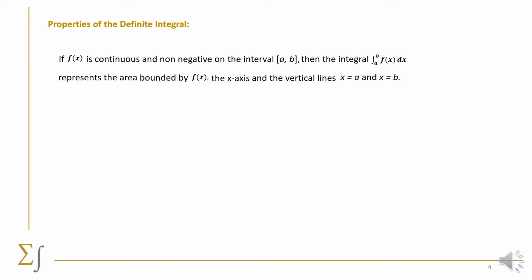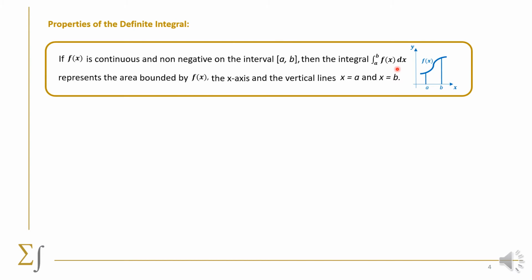And let me grab my laser pointer again to explain on a graph here. So here we have the function f of x, and this is the x-axis. Here is the vertical line x equals a, and this is also the vertical line x equals b. So this area, which is bounded by the four things, the curve, the two vertical lines, and the x-axis, is given by this definite integral.